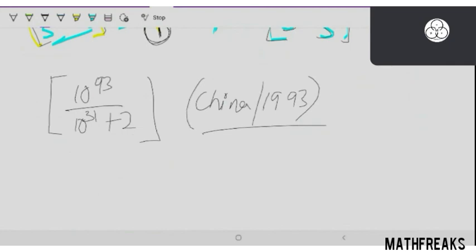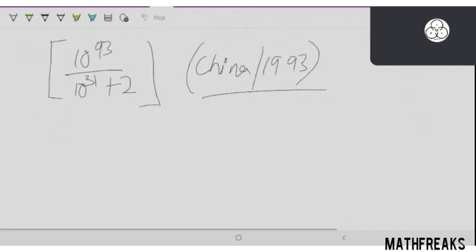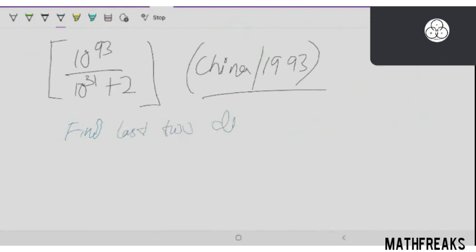For this question, I hope you have tried and find the last 2 digits. This is a very good question. It will clear all your concepts, all your doubts. Now, how do you solve this question? Let me do it fast. It's already 70 minutes.